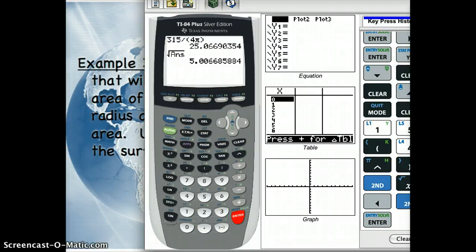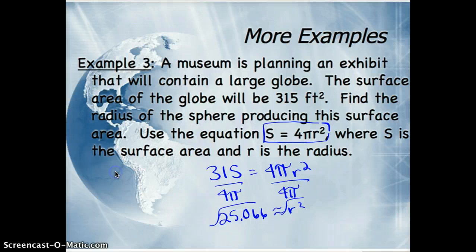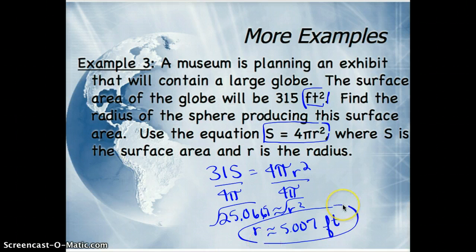And I want you to think about, do you need the negative square root this time? 5.007. I don't think we need our negative square root. The reason being, it's the radius of a sphere, so it does not need to be negative. This is in feet, so we're going to call the radius about 5.007 feet, or about 5 feet.